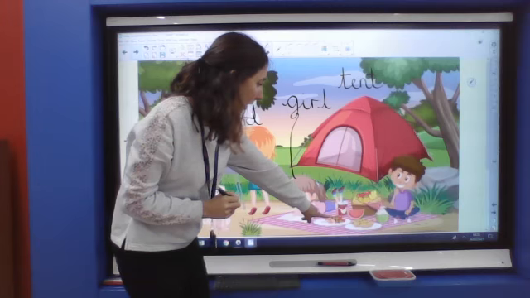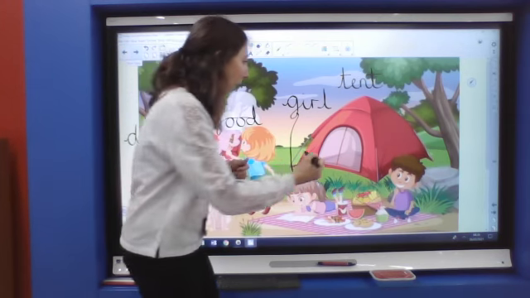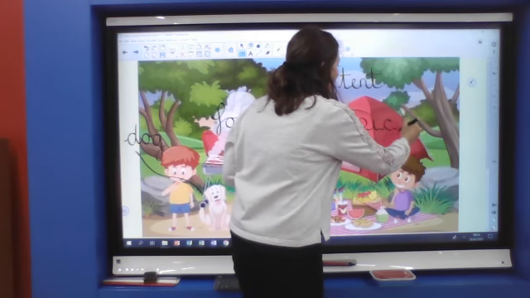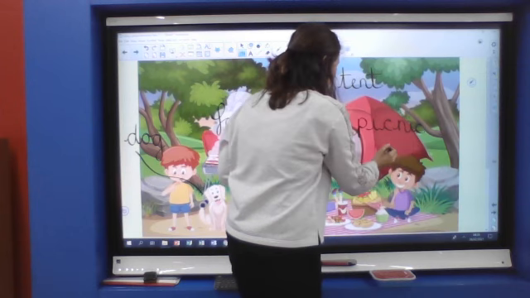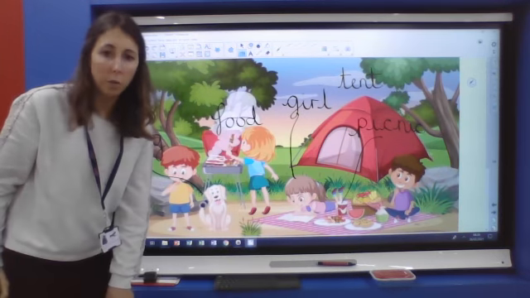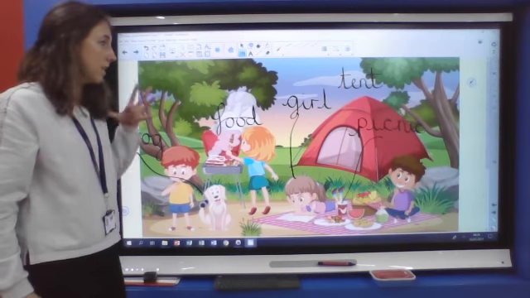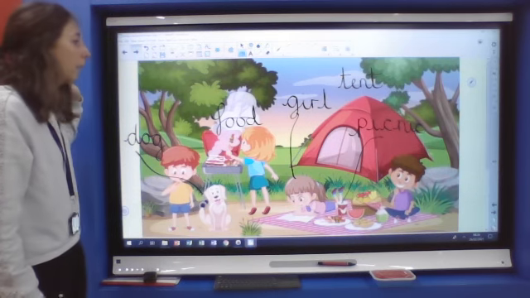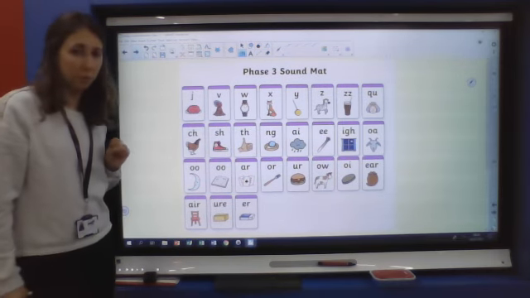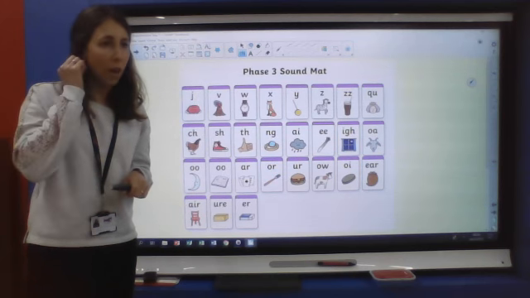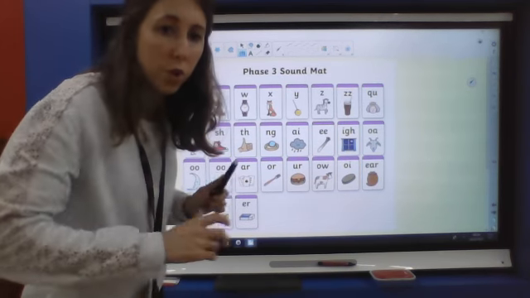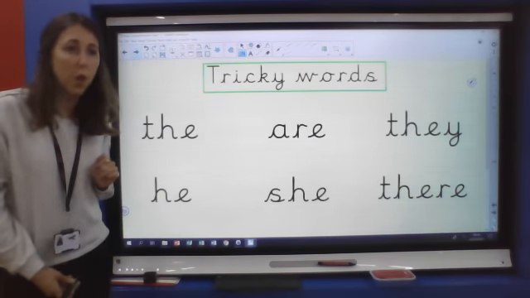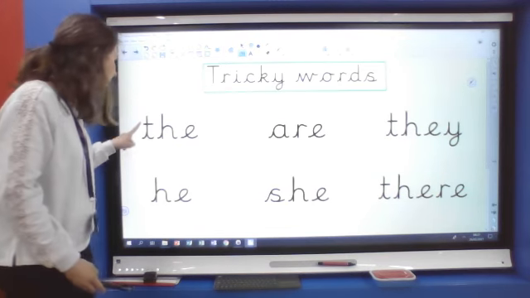Okay. It looks like they are having a picnic. That would be a noun as well, wouldn't it? A picnic. So what we're going to do is, using some of the nouns that we have thought about, see if we can write some sentences about this picture. To help us, we might need to have our sound mat to make sure that we are sounding out and choosing the right sounds for the words that we want to spell and write in our sentence. And then we've also got some tricky words which might be needed in our sentences today.